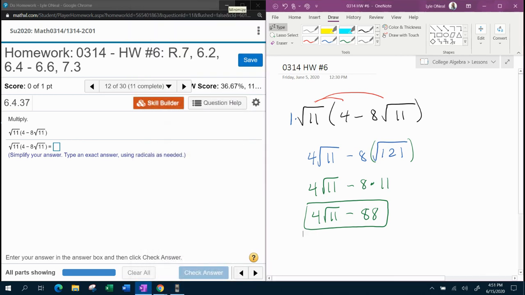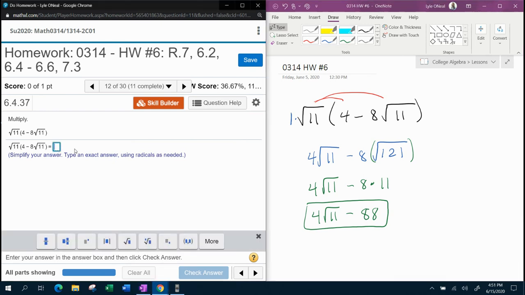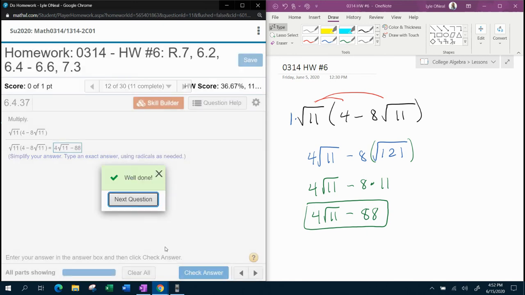And in case you're wondering, does it matter what order I input it in? The answer is no. It doesn't matter which order we put it in. So I'm going to go 4 square root of 11, move out from under, minus 88. And we're done.